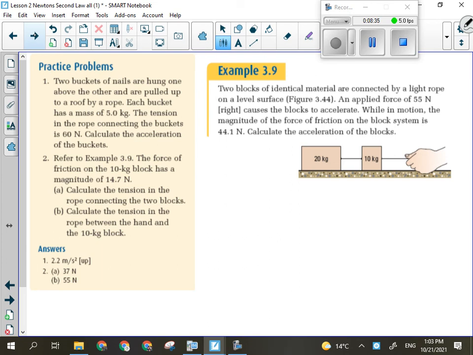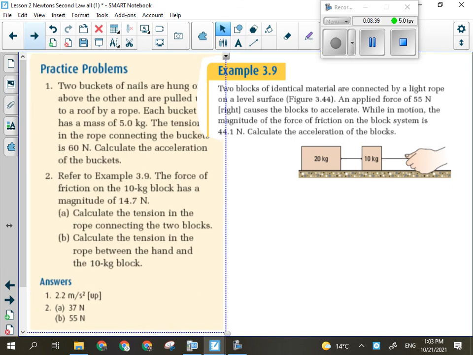I want you to try question number 1 here. It's very much like the one we just did. It's two buckets of nails being pulled upwards. I'll give you a few minutes on that one. First thing, draw the free body diagram. This one you have to see through it.